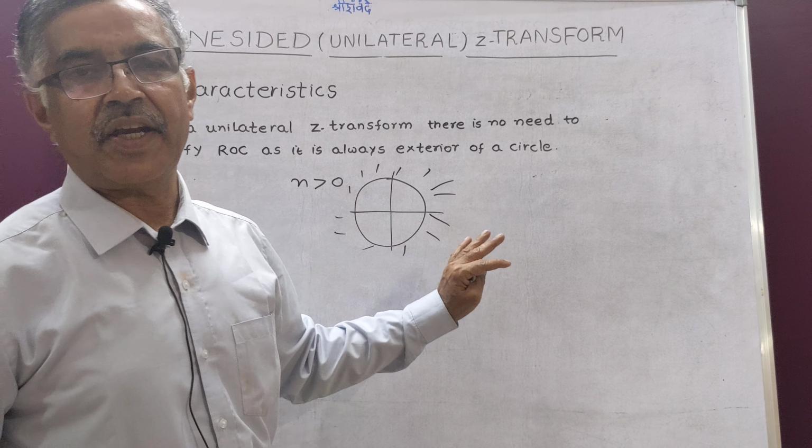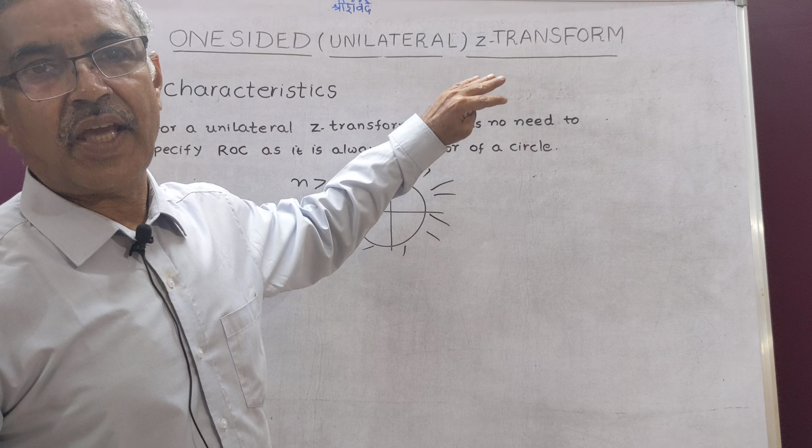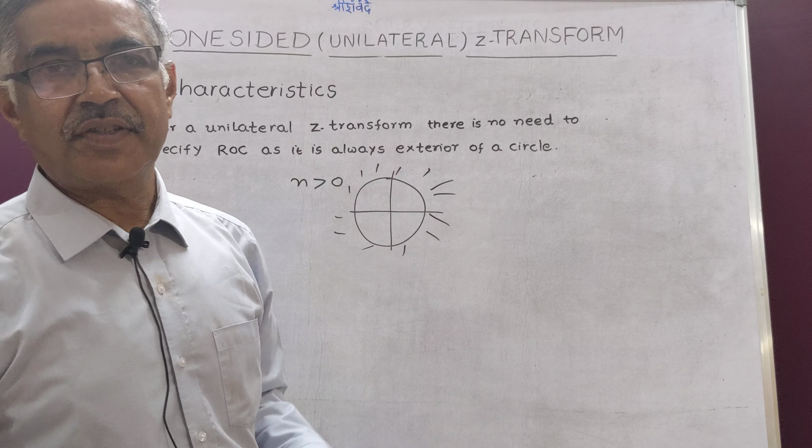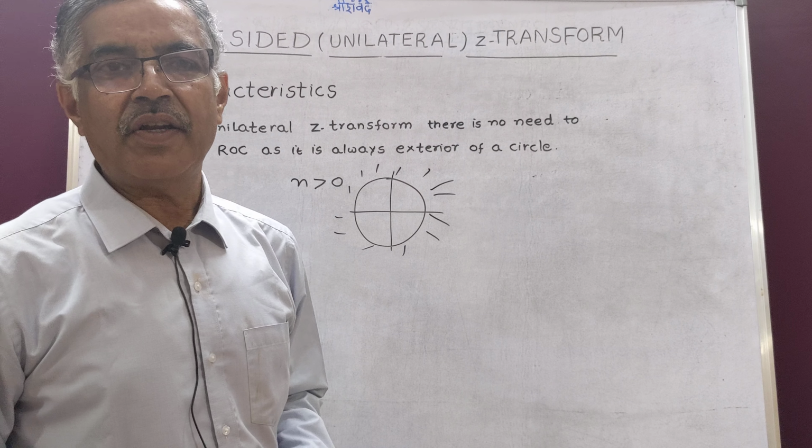This is the third characteristic. These are the three characteristics of a unilateral Z transform, and in the next class I will work out problems on unilateral Z transforms.